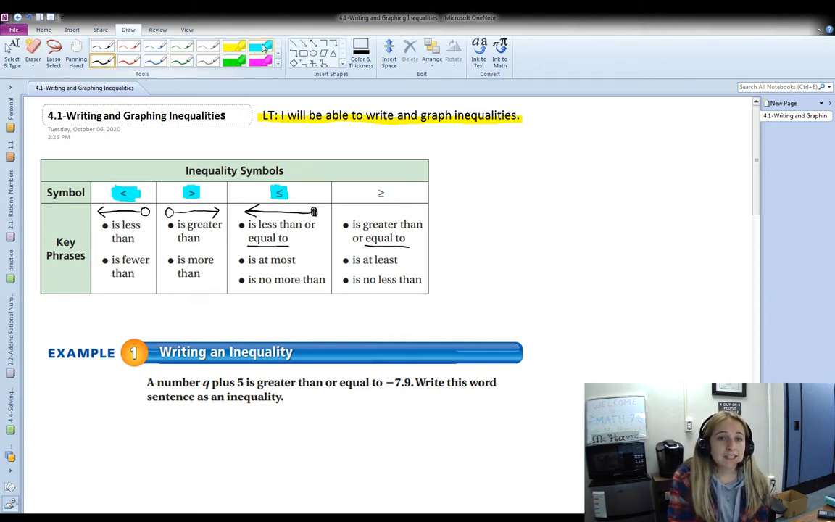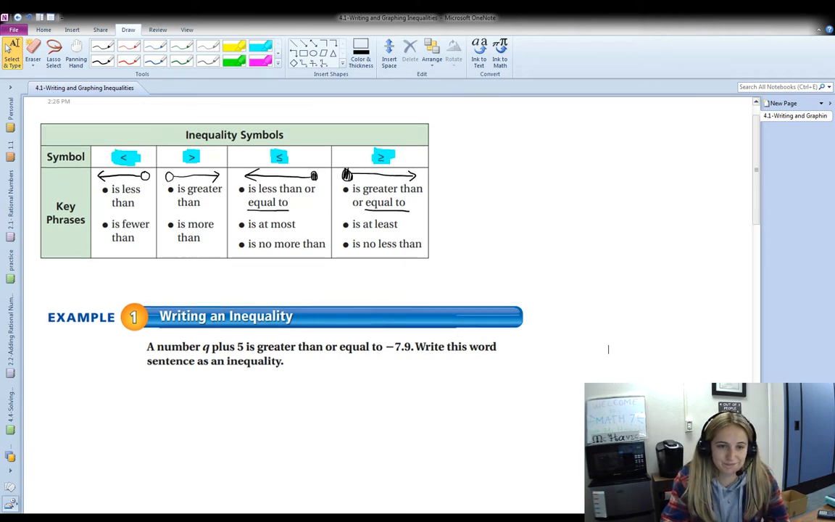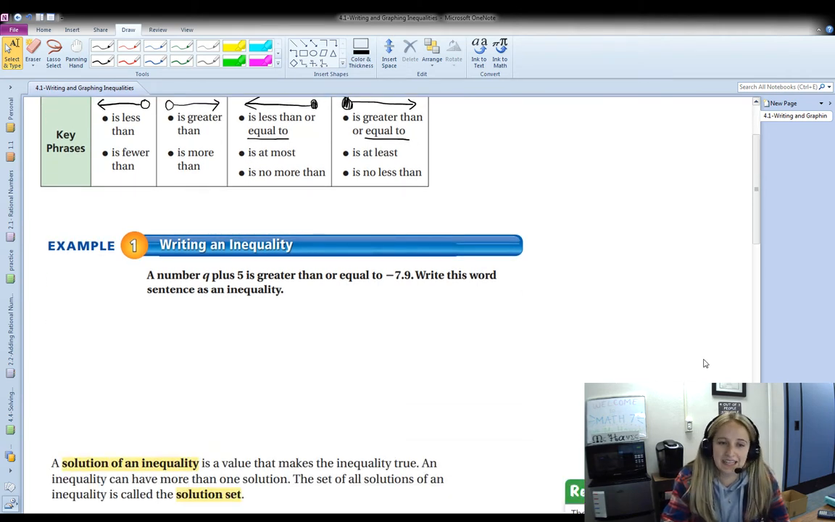And then, of course, the next one is going to be is greater than or equal to, or is at least, or is no less than. So this is the language that you will want to kind of remember and use this chart that you have written down in your composition notebook to help you out as we go through. All right, so make sure you have that chart down. That's very important. Okay, let's go to example 1, writing an inequality.